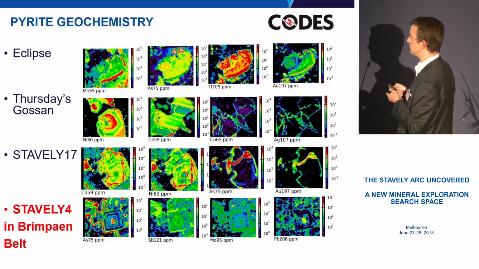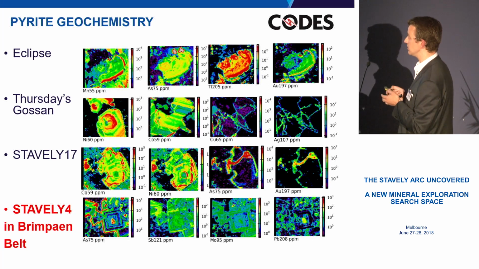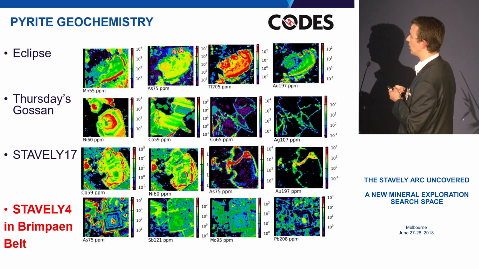At Thursday's Gossan, we see a completely different style of pyrite trace element geochemistry. We see enriched cores of nickel and cobalt, and what's that? That's suggesting very high temperature fluids. And then we see copper and silver dropping out in a later fracture network, suggesting an overprinting mineralising event.